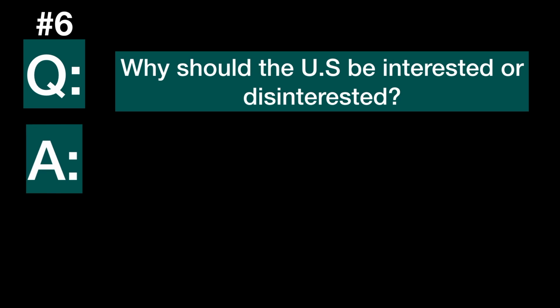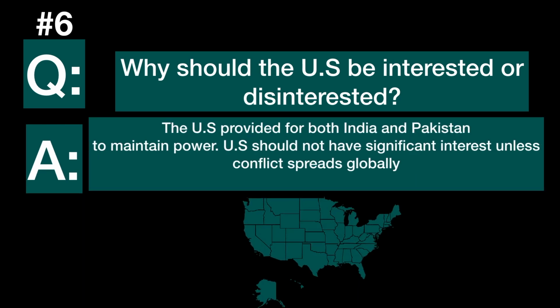Question number 6, why should the U.S. be interested or disinterested? First of all, the U.S. did provide for both India and Pakistan, which helped maintain power, but the U.S. should not have significant interest unless the conflict spreads globally.